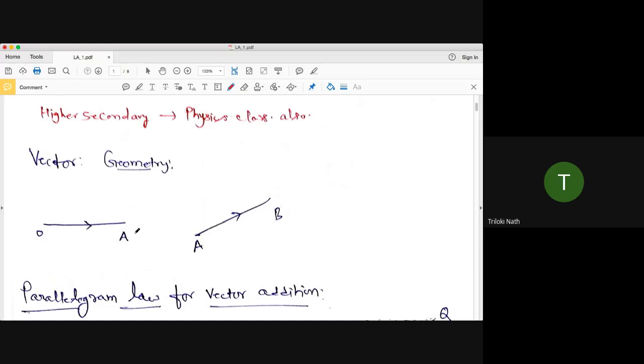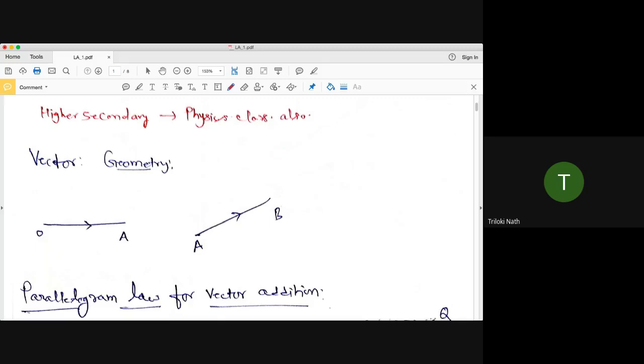For example, someone runs 5 km. It does not make any sense as to direction. But if you say 5 km to the east or 5 km to the west, then it makes sense in the direction. That means the person is going 5 km in the east direction or in the west direction. So a physical quantity which has both magnitude as well as direction is called a vector quantity.